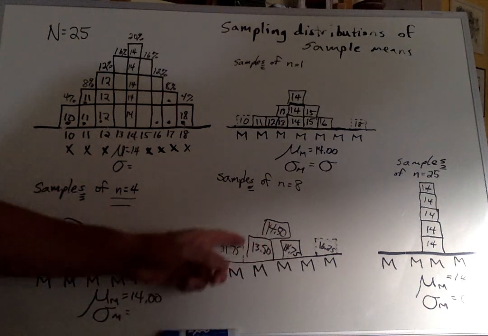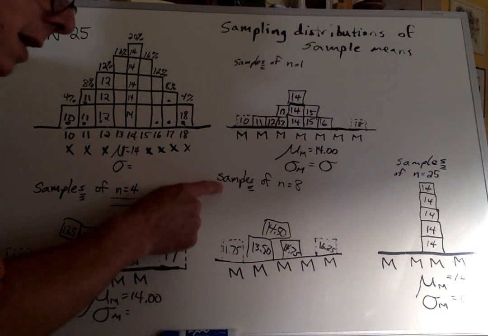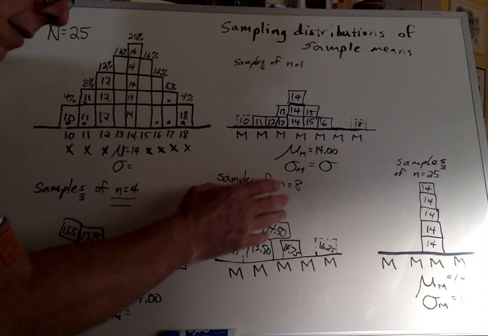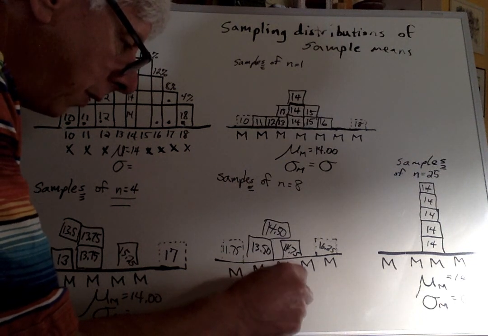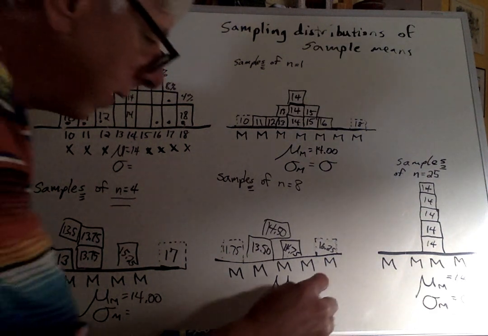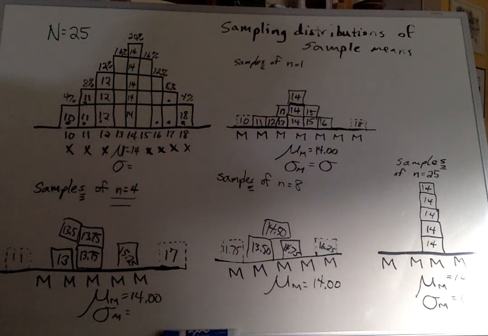But most of the time, folks, we're going to be, guess what? Pretty close to 14. And that is the power here. And in fact, when I take 10,000 samples of n equal 8, guess what my mean for all these sample means is going to be? That's right, 14.00.